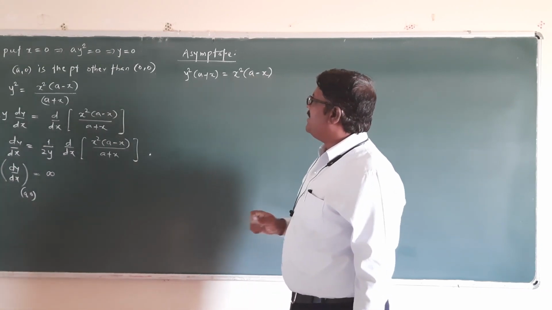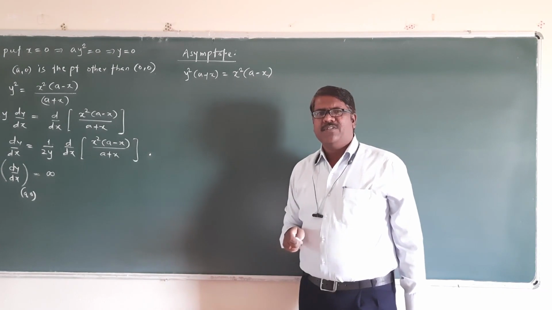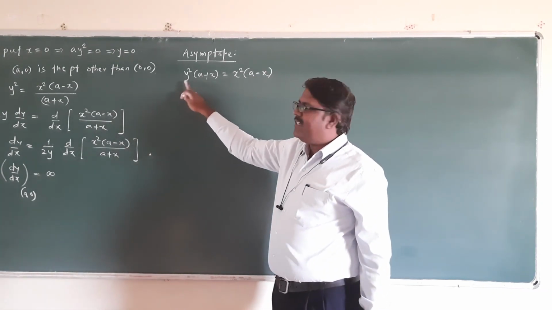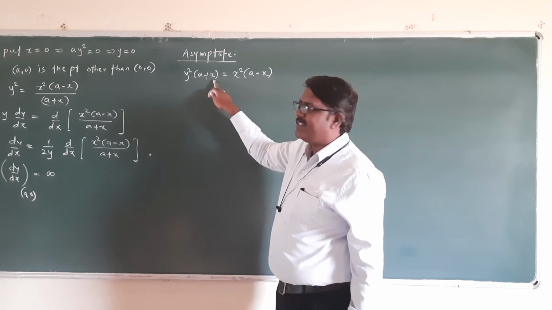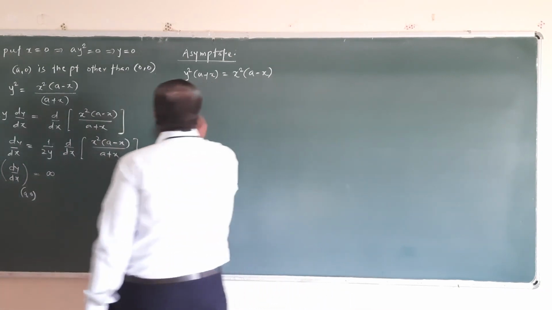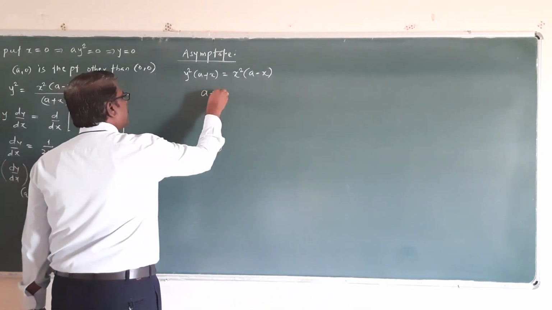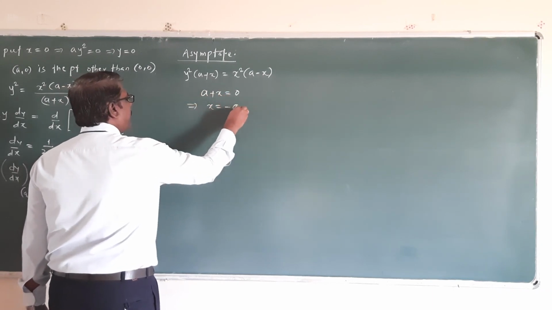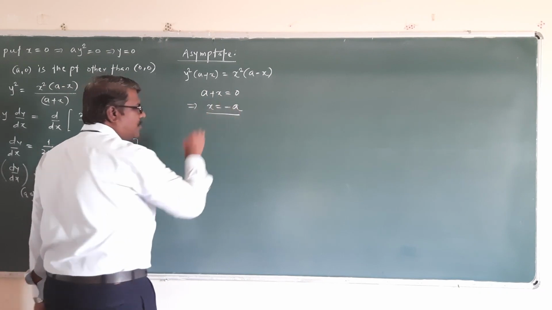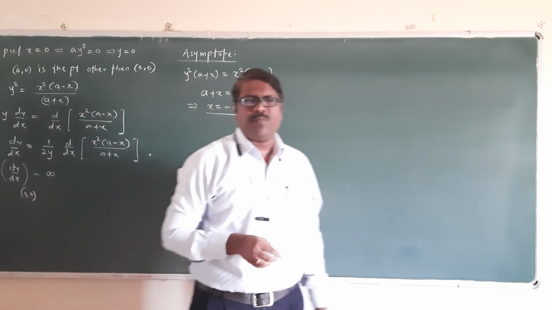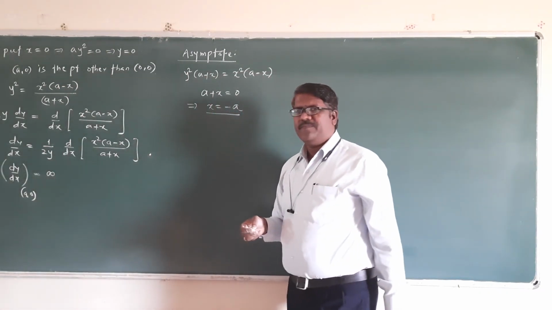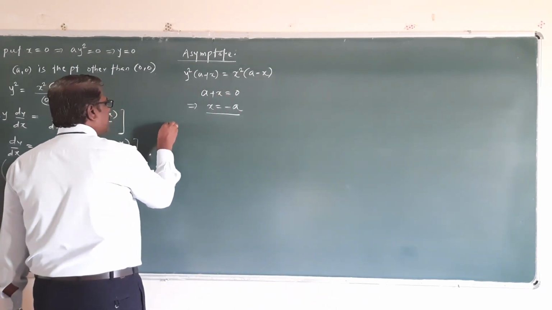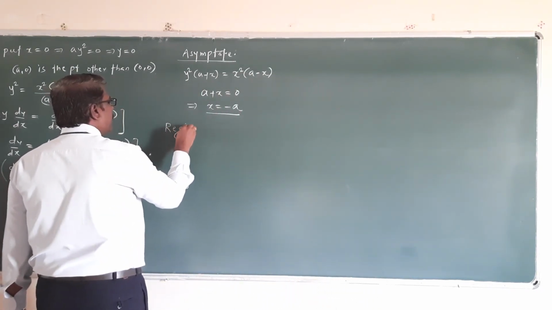Similarly, to get asymptote parallel to y-axis, find highest power of y, that is y square, but its coefficient is a plus x. So put this coefficient equal to 0. So a plus x is equal to 0. This implies x is equal to minus a. So x is equal to minus a is an asymptote parallel to y-axis. Now the next point is region of absence.